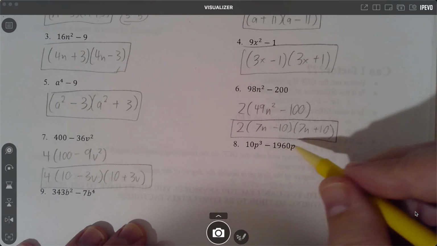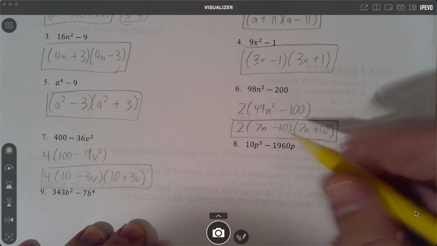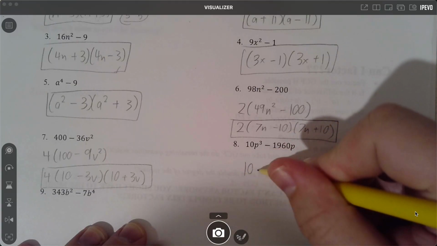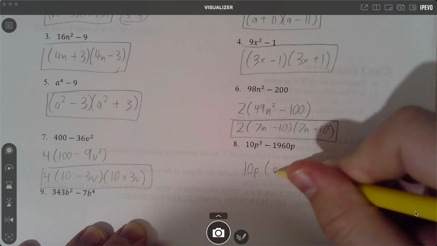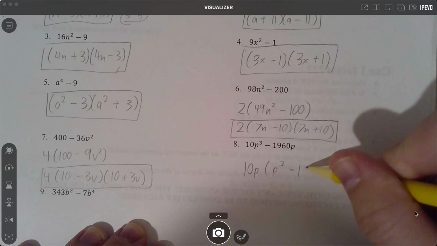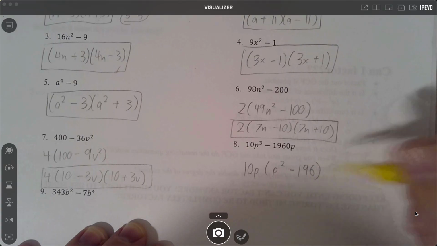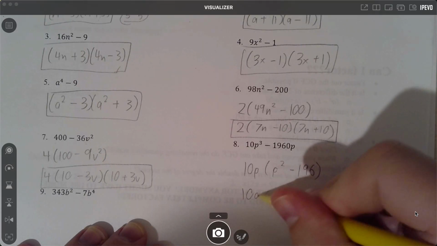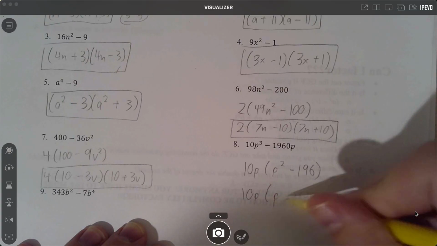All right, up next, once again, I don't see perfect squares, so I'm going to realize that I can take out a 10 and a p. That would leave me with p squared minus 196. 196, you might not think it's a perfect square, but check it in your calculator. It actually comes from 14.